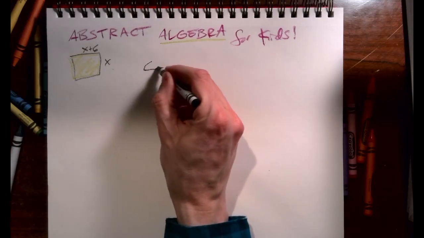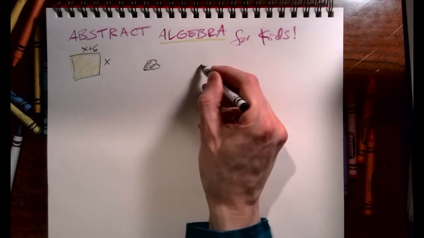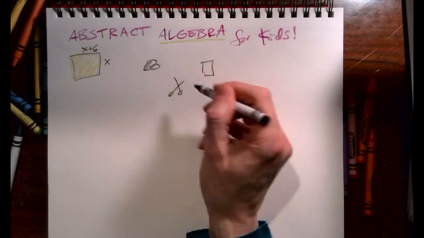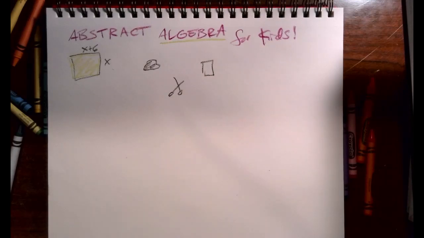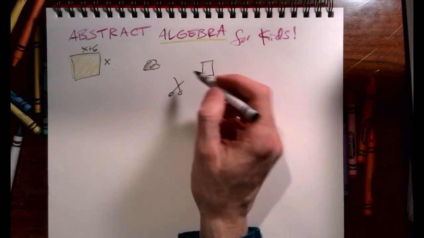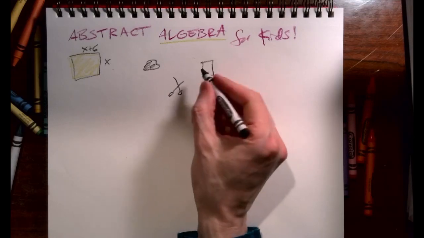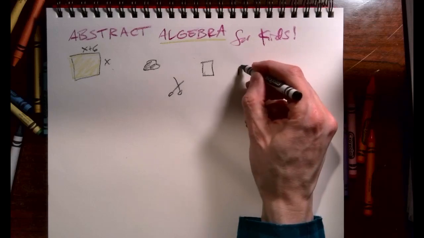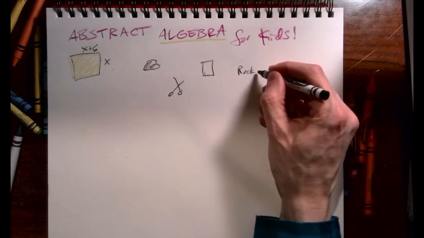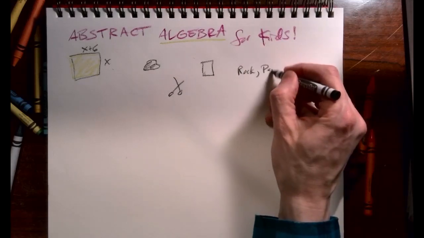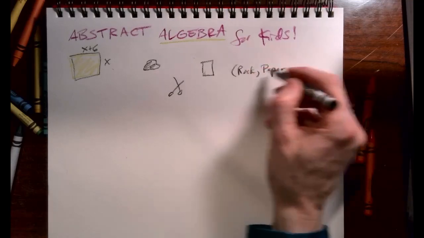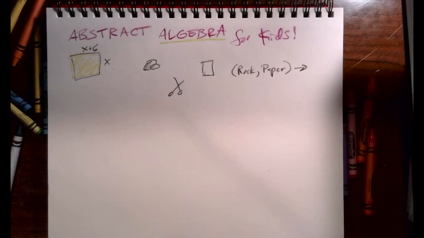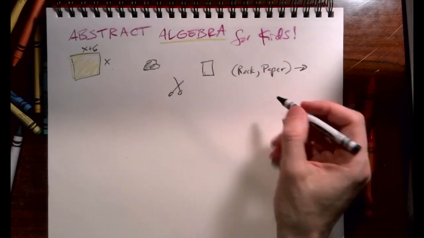So how about this? We got rock, right? We got paper, and we got scissors. And this is our set. It's a set of 3 things. And if I take 2 of them and I combine them, so let's say we say rock and paper, I want to combine these 2 things, and what do I get? I get the winner, right? The winner is paper.